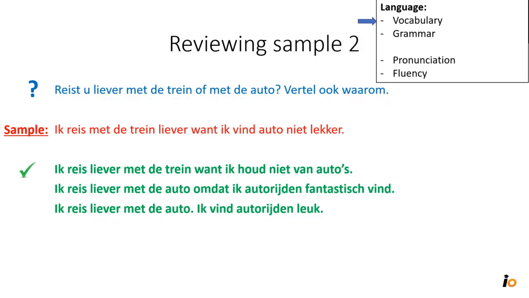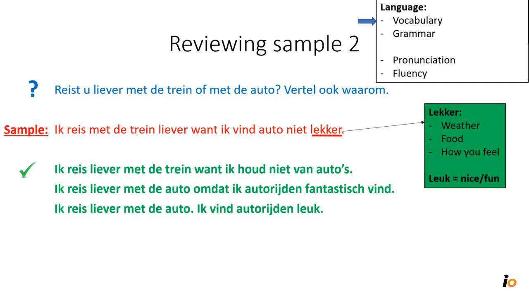So for the language part, let's start with the vocabulary. And in the second part of the sample answer, she says, "Ik vind auto niet lekker." And lekker is an adjective, but it's not an adjective that we would use in combination with the auto. You wouldn't say it in combination with a car. Lekker is an adjective that you use in combination with the weather, with food, or how you feel. So in this case, the person could have said, "Ik vind de auto niet leuk," because leuk means nice or fun. So that would have been all right. But lekker is not the correct choice for a car. Lekker is really for how you feel, for food, and for the weather. So that would have been a better choice.